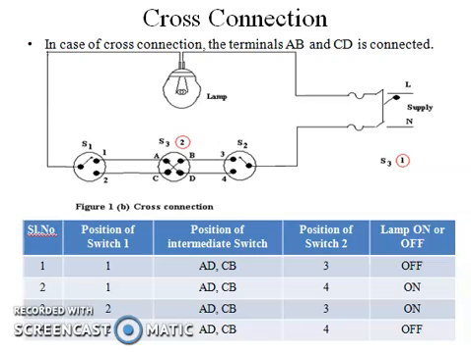So let us see what is meant by cross connection. In case of cross connection, the terminals AB and CD are connected in this particular fashion. So here AD and BC are connected in this fashion. Switch number 1 and switch number 2 are connected in this way, AD and CB, the cross connection way. When switch number 1 is at position number 1 and the other switch is at position number 3, then the lamp remains in off condition. When it is at position number 1 and at position number 2, the turn off of the light will take place.